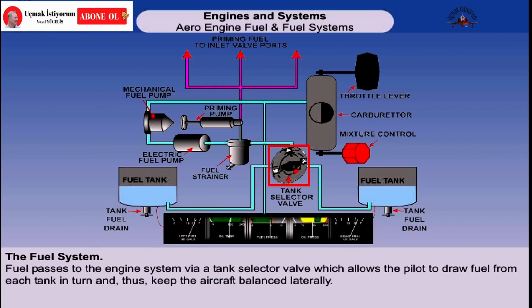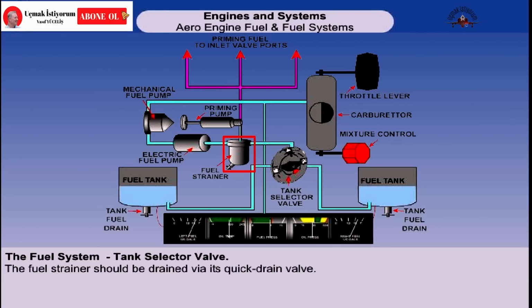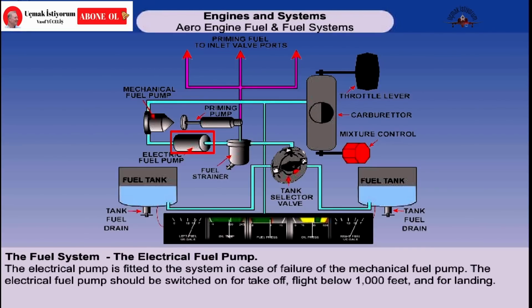The fuel passes to the engine system via a tank selector valve. This allows the pilot to draw fuel from each tank in turn and thus keep the aircraft balanced laterally. Next in the line is the fuel strainer, at the lowest point in the system. Remember, the fuel strainer should be drained twice via its quick drain, once with the fuel selector valve on each tank. The electrical fuel pump is next in line.